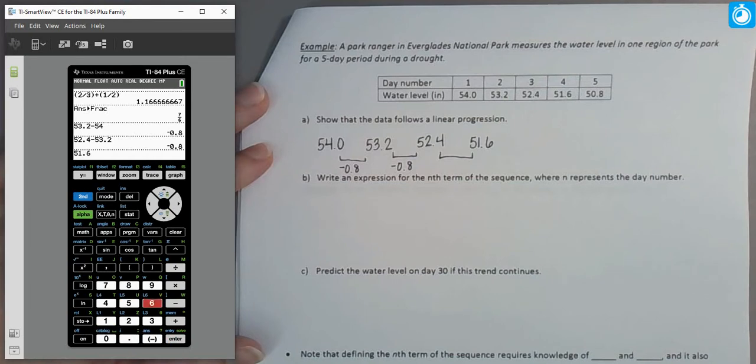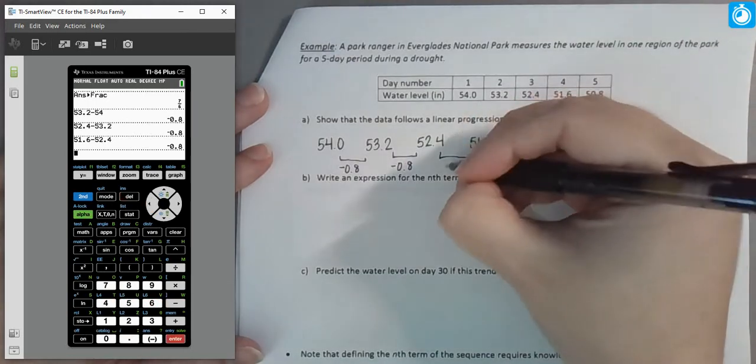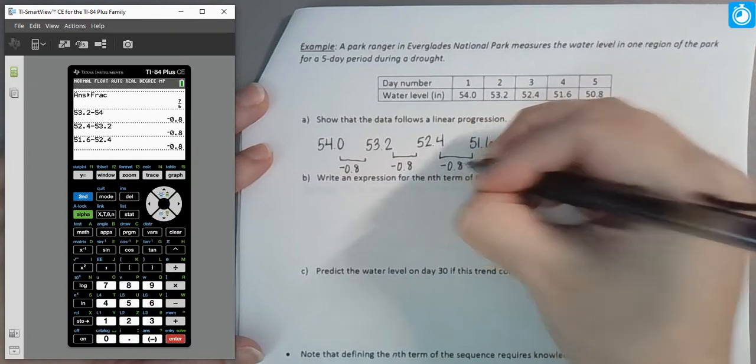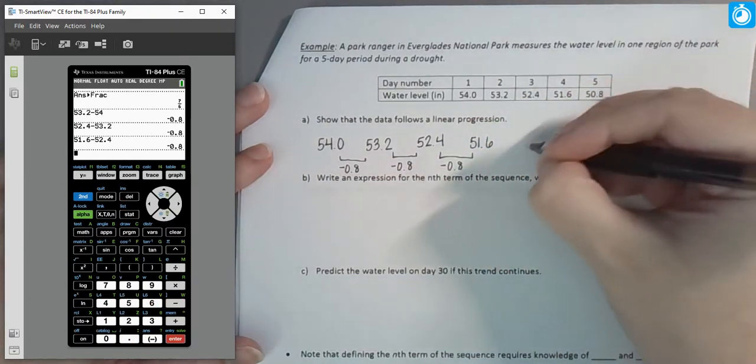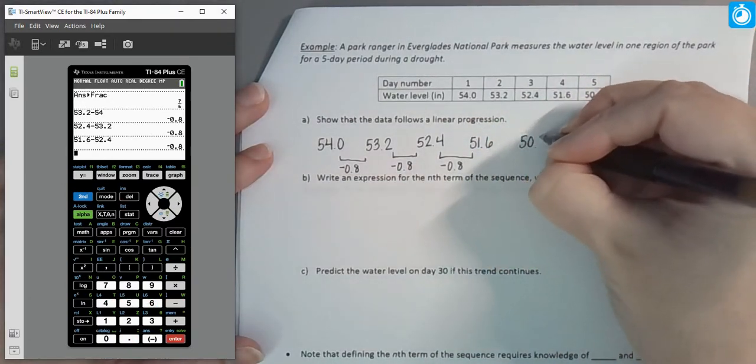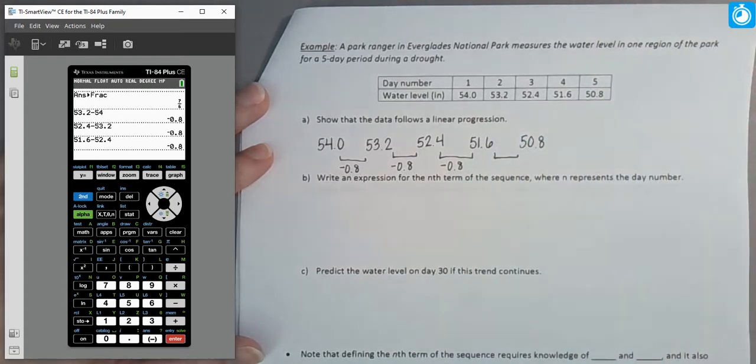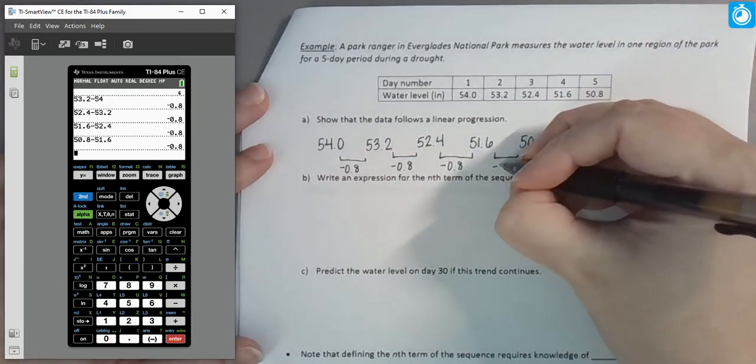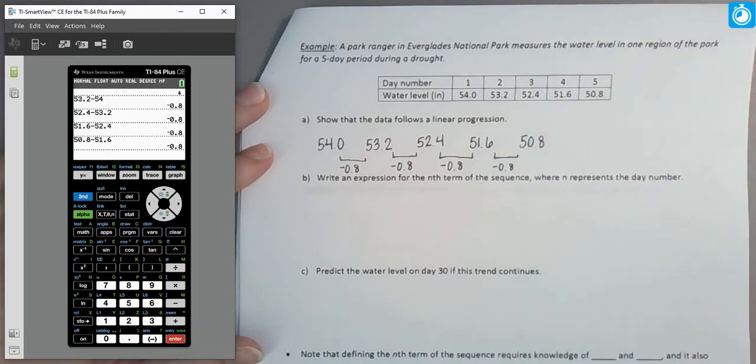So 51.6 minus 52.4, oops, 52.4, there we go. And we get negative 0.8. And then as we go to the last term, 50.8 minus 51.6 is also negative 0.8.